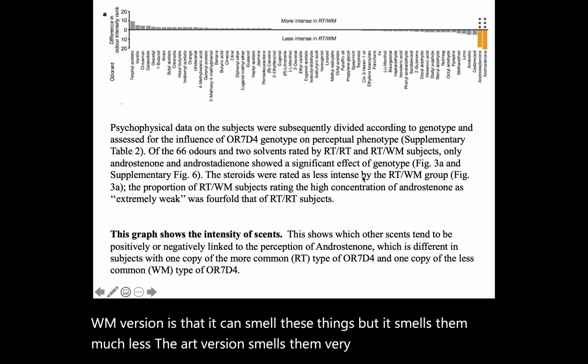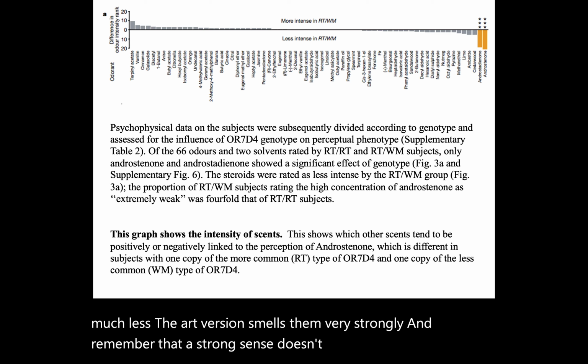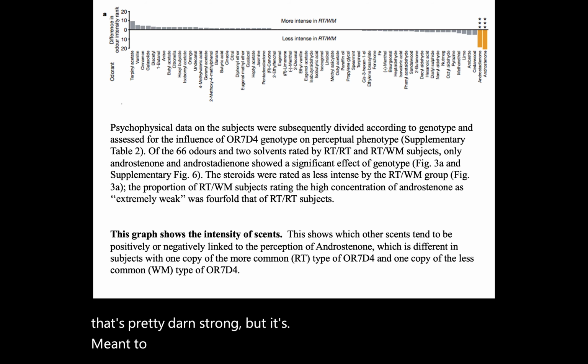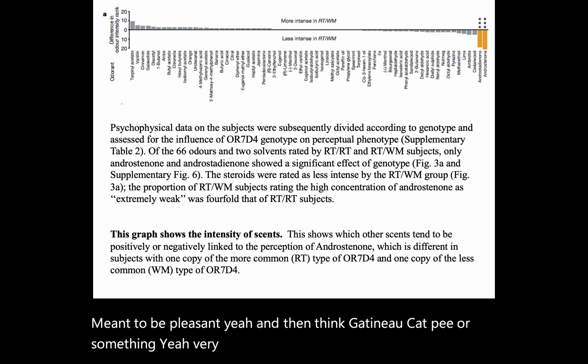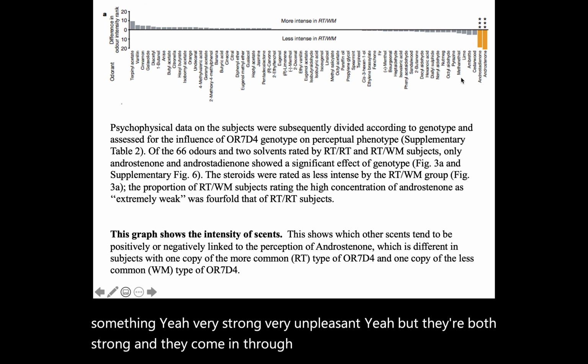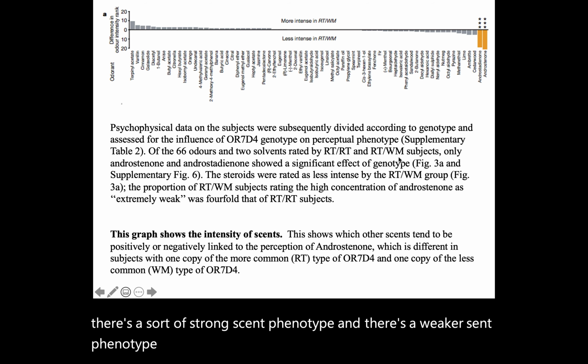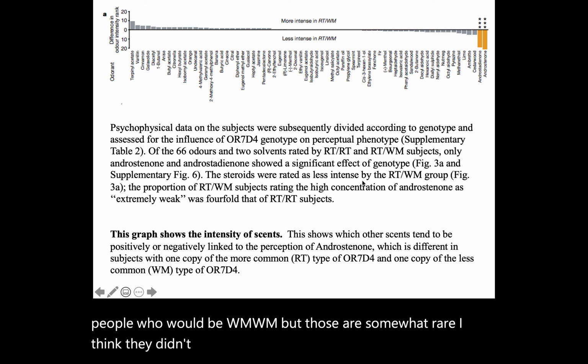And remember that a strong scent doesn't necessarily mean a pleasant or unpleasant scent. Think of laundry detergent, laundry freshener. It's pretty darn strong, but it's meant to be pleasant. Then think of, I don't know, cat pee or something. Very strong, very unpleasant. But they're both strong, and they're coming through different receptors. So there's a sort of strong scent phenotype, and there's a weaker scent phenotype, the RT-WM heterozygotes. And there will be some people who'd be WM, but those are somewhat rare. I think they didn't have enough in this study.